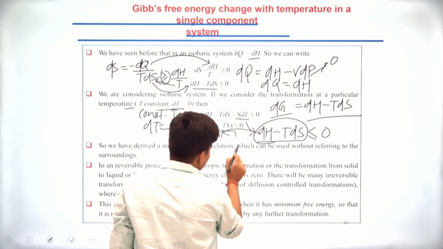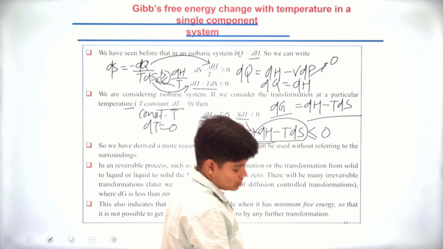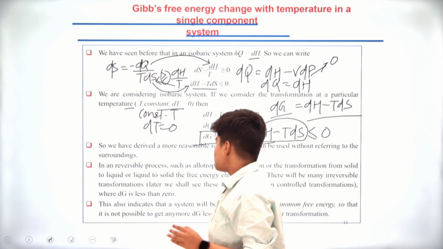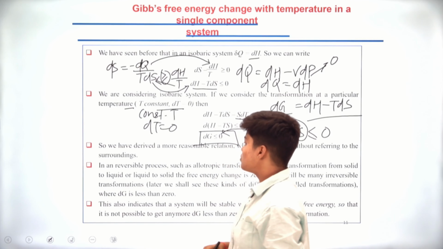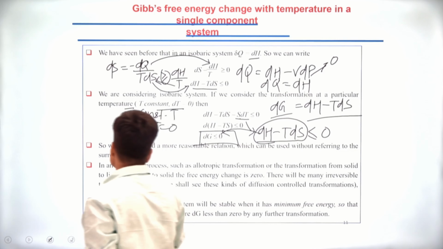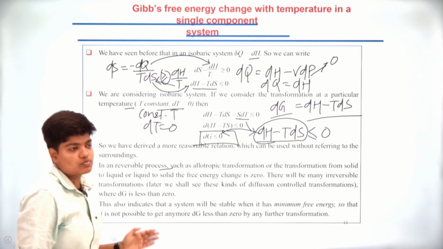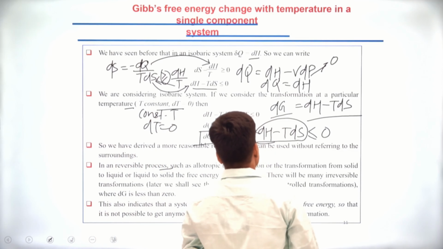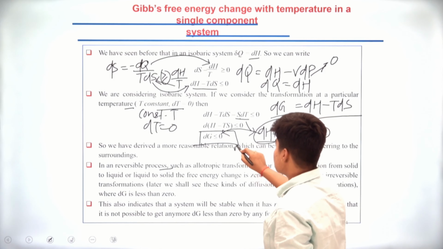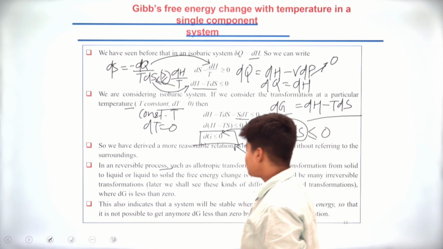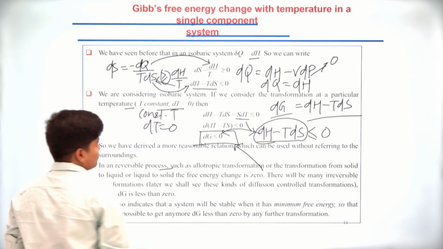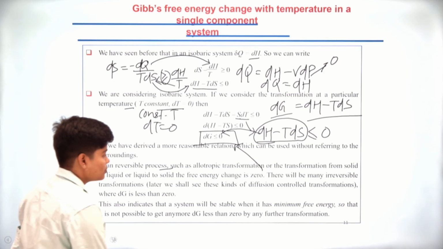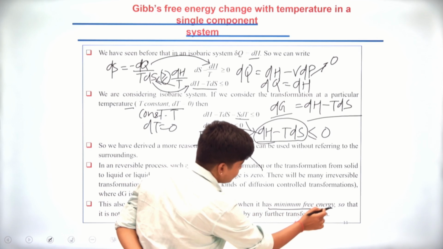So this is the new equation: for any transformation to be spontaneous or reversible, the condition should be del G less than or equal to 0. In a reversible process such as any allotropic transformation, like solid to liquid or liquid to solid, it will be possible if the free energy change, del G, is less than or equal to 0. This is called the stability of phases. The system will be stable when it has minimum free energy.